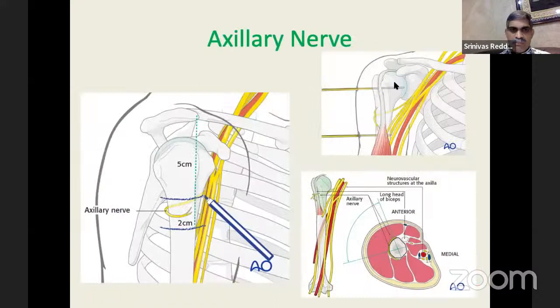And coming to the next important structure, the axillary nerve. From the tip of the acromion, the axillary nerve is located at about 6 centimeters. Up to 5 centimeters is the safe zone where we can pass wires or pins. And coming to these 2 centimeters, we need to be very careful, because the axillary nerve will be coming, encircling from the posterior to the anterior aspect. And you see, this is the axillary nerve, and this is the safe zone. And this is the axillary nerve, which is coming from the posterior aspect.